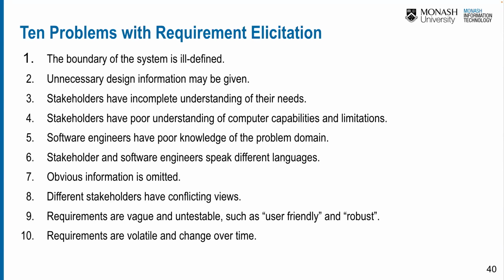Second, unnecessary design information may be given. When we talk to the clients, they may say, oh, I want this feature, but at the same time I want the database to be like this. Sometimes it is really unstructured and not clear. The clients don't know our language, what we are talking about. So sometimes you may get unnecessary information. That's why you need to make sure that the communication is directed towards the scope or the goal.